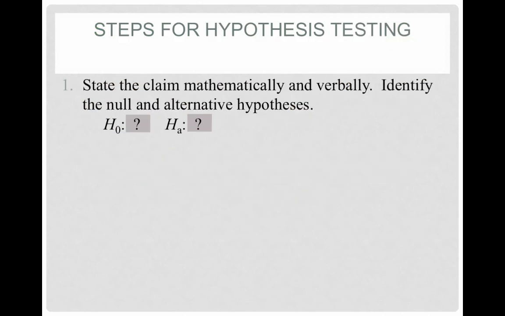All right, so let's go through the steps. This is the recipe that we're going to be working with, especially in the next lecture. Steps for hypothesis testing. Number 1, state the claim mathematically and verbally. Identify your null and alternative hypotheses. Specify the level of significance. This will be given to you. I will give you alpha. I will say the level of significance is blank.